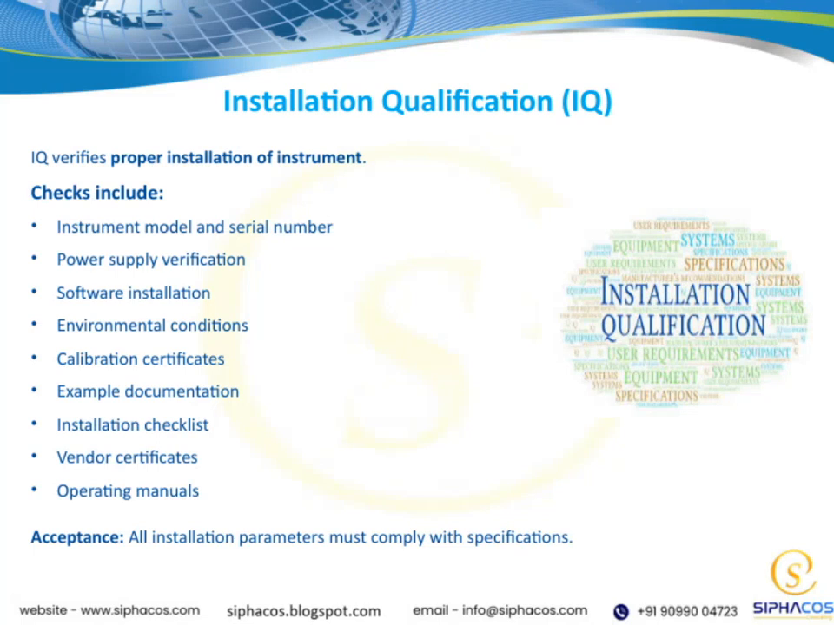Now, let's talk about installation qualification, or IQ for short. This step is crucial because it verifies that the instrument has been installed correctly. Essentially, we want to ensure everything is in the right place and functioning as it should before moving forward. Key checks include confirming the instrument model and serial number, so we know we're working with the correct equipment.